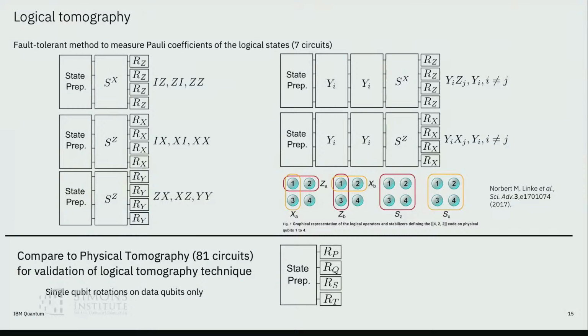And now we could also compare this with the typical physical state tomography, which is done on 4 physical data qubits. You just apply single qubit rotations on the 4 data qubits, and you require 81 total unique circuits to run. So we can now compare the fidelity that we obtain from both logical tomography and physical tomography.